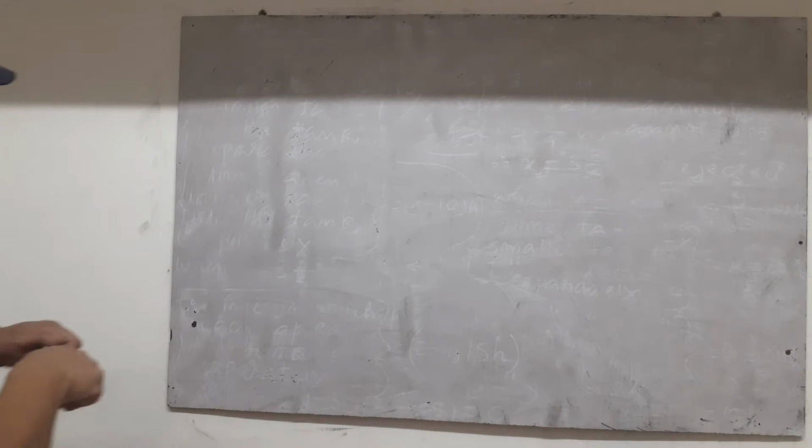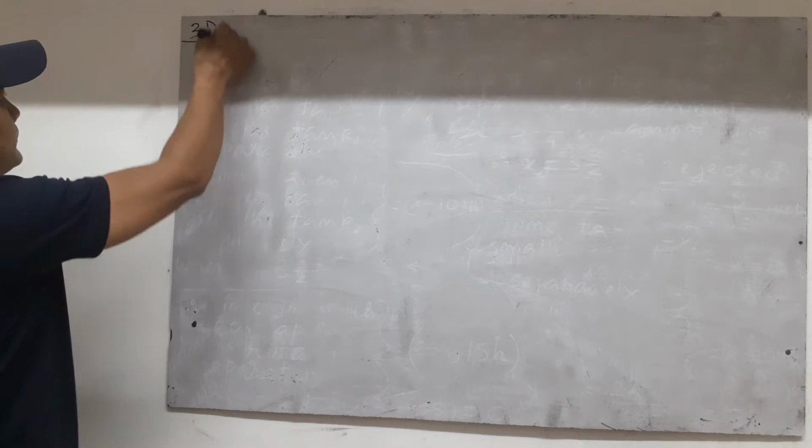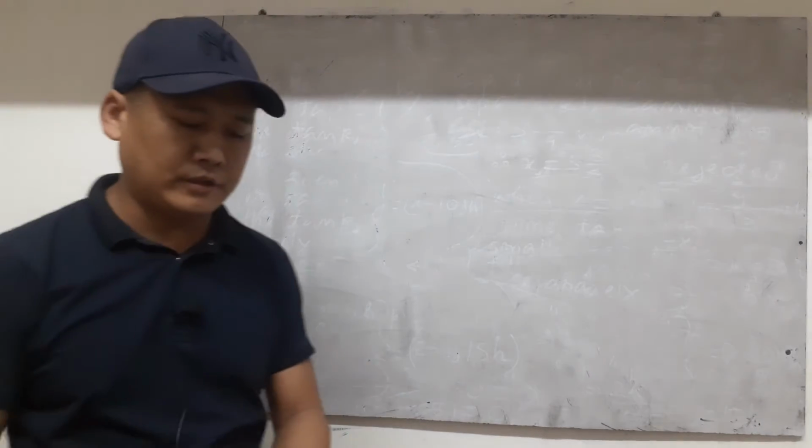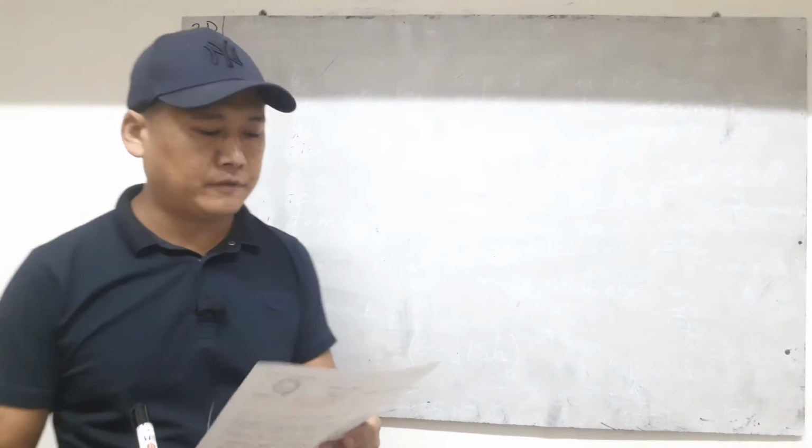Okay, test 3D. Last class we've done some part. Today, continuing class 10 science. You keep your question paper in front of you. Question number 1, 2, 3, 4 we completed last class. Go to question 5.